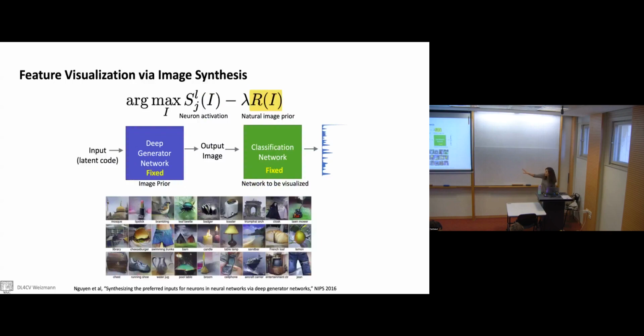So here there are two networks, both of them fixed, but my objective function is only defined with respect to the classification network, not to the generator network, and I don't really have R of I. This is implemented by optimizing not the input image to the classifier, but the input to the generator that produces an image that, if I feed it into the classifier, gives me the target classification score.